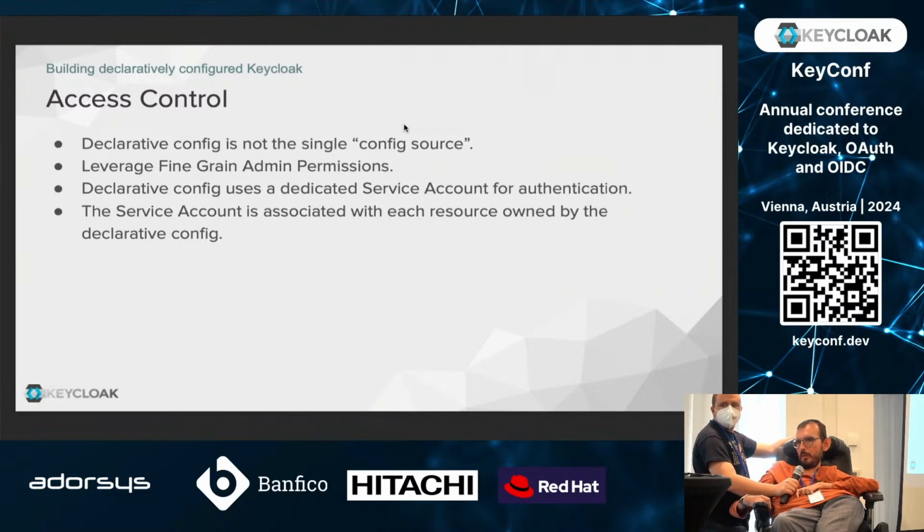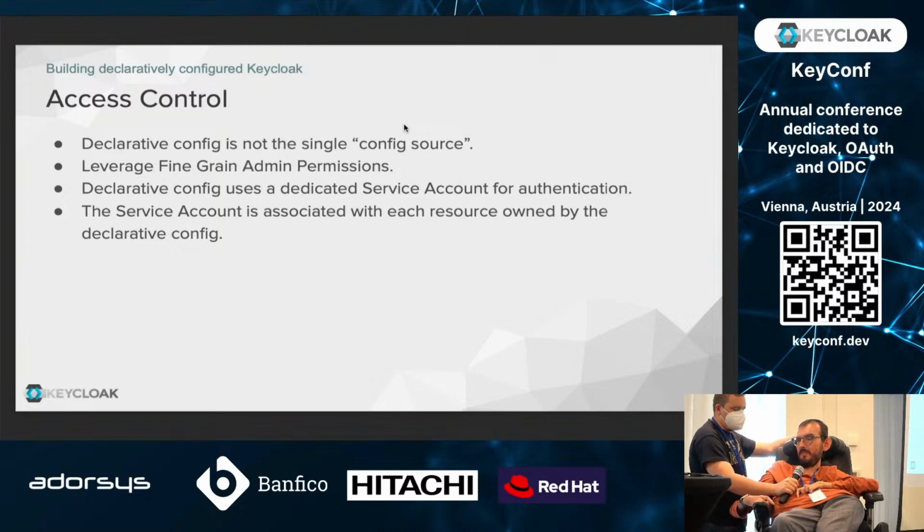Another concept, next slide please, is access control. This is the resource ownership problem, right? So let's assume this scenario. I have created maybe a client inside Keycloak, and I have used the admin console for that. Then I have created a very similar client in the declarative config source, maybe in Git, with the same client ID. What happens now? Will it take ownership? Will it update it? This would be a security nightmare.